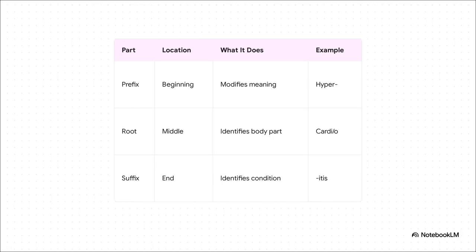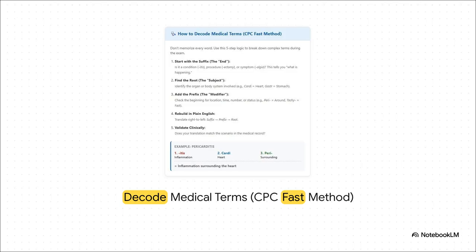Oh, and notice that O in cardi/O? That is a combining vowel. Its main job is literally just to connect the root to a suffix, so we can actually pronounce the word without stumbling. And that brings us to the 5-step CPC fast decoding workflow.